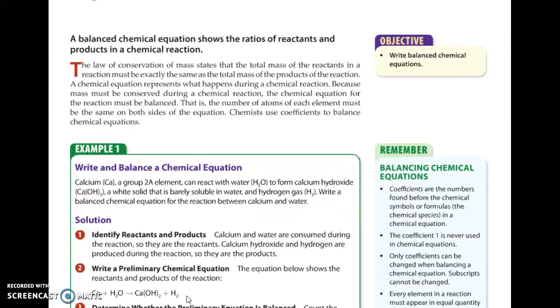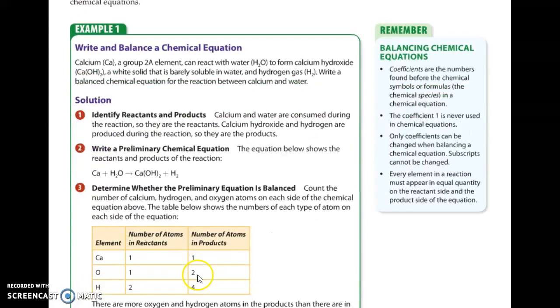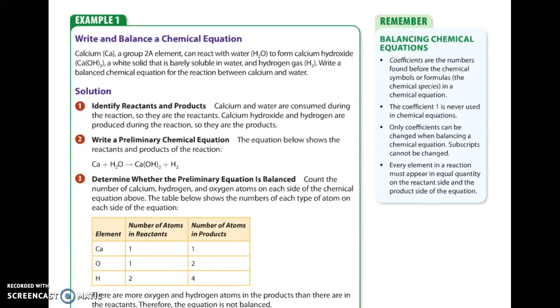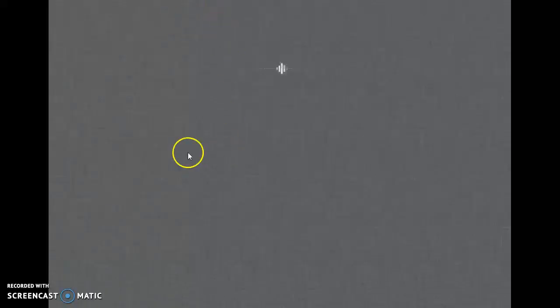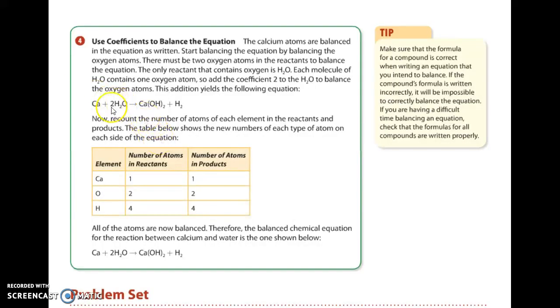All right, so go ahead and hit pause again and balance this. So again, you're going to write out how many of each you have, balance it out, and after it's balanced, you should get the answer of Ca plus 2H2O yields Ca(OH)2 plus H2. So I have 4 hydrogens on each side, 2 oxygens on each side, and 1 calcium. All right, so tips, just make sure that you have the same amount on each side when you're done.